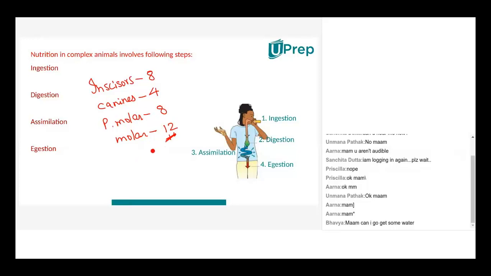Ma'am, what are wisdom teeth? Wisdom teeth are like molars only. They are basically molars, but they come at the end, the last portion. So there is always a gap left for the wisdom tooth. They're just plain and simple molars, because they come at a very late age.